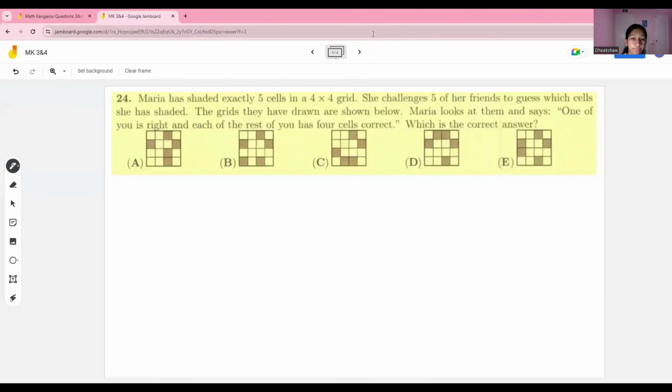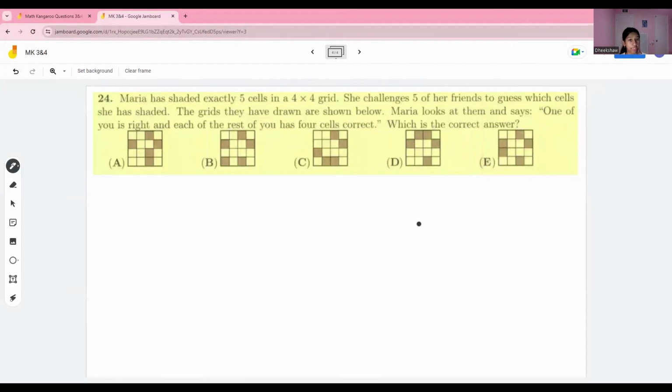Moving on, number 24. Maria has shaded exactly 5 cells in a 4x4 grid. She challenges 5 of her friends to guess which cells she has shaded. The grids that they have drawn are shown below. Maria looks at them and says, one of you is right, and each of the rest of you has 4 cells correct. Which is the correct answer?